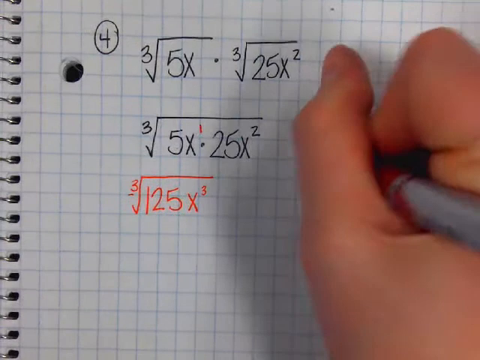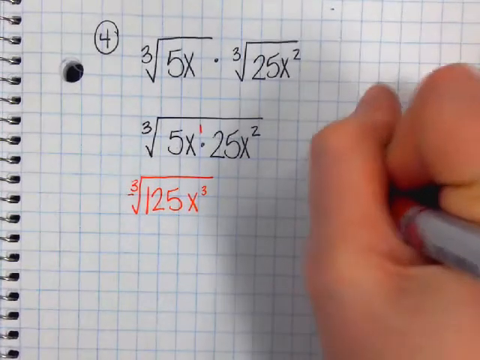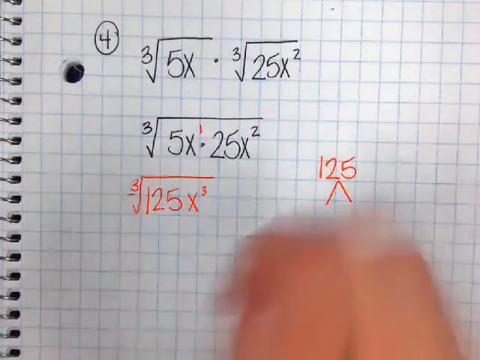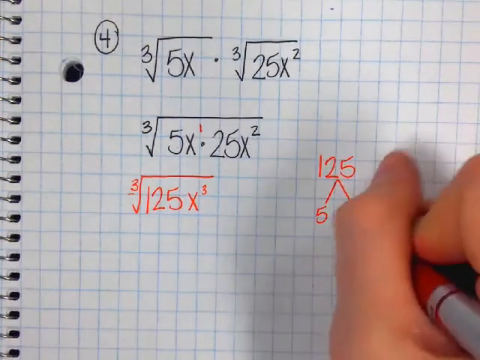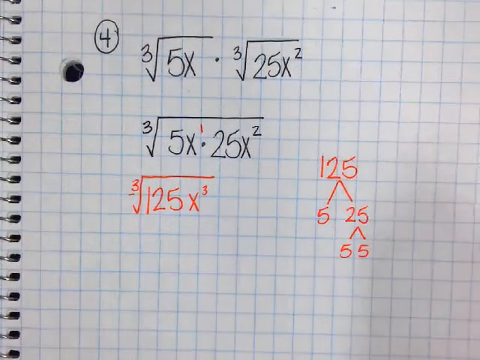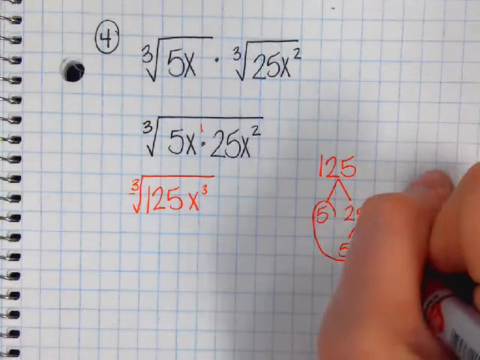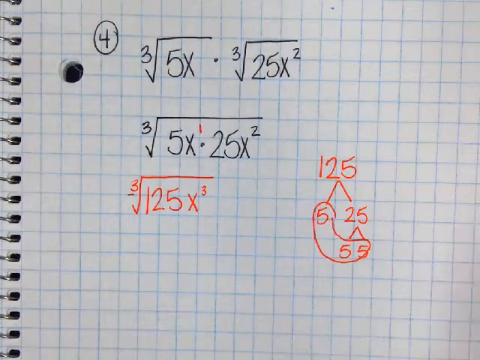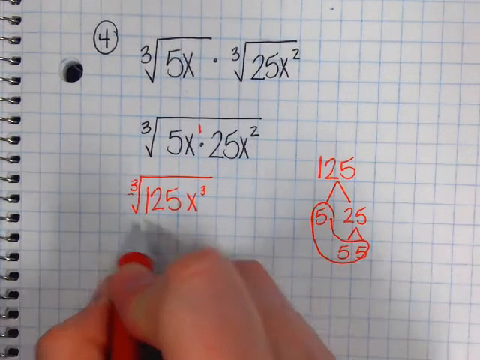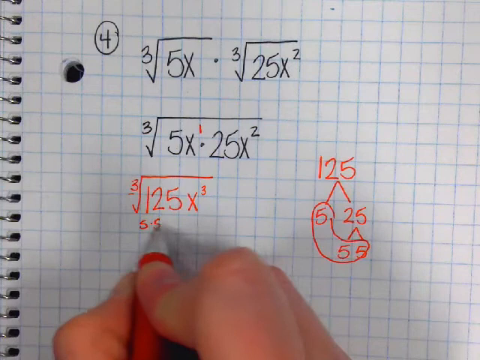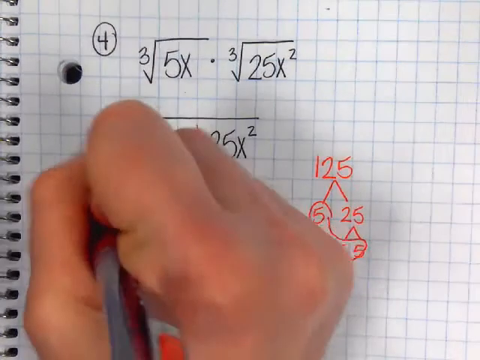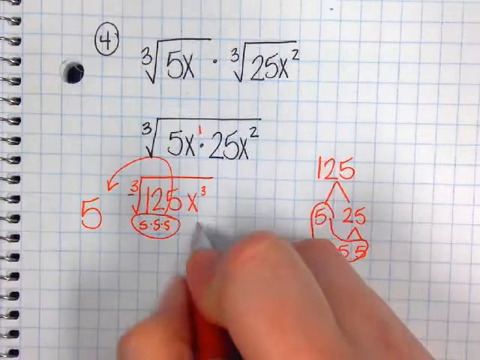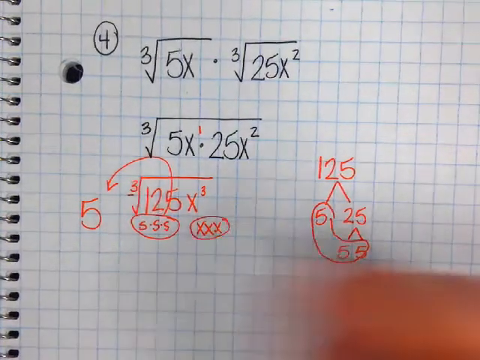Okay, since it is a cube root, we're looking for groups of 3, so I'm going to go over here and do my factor tree. So 125, well, we already know 5 and 25. And then 25 breaks into 5 and 5. So since there are 5 of them, since it's 5 times 5 times 5, they're going to move out. So I'll be left with the 5 on the outside.